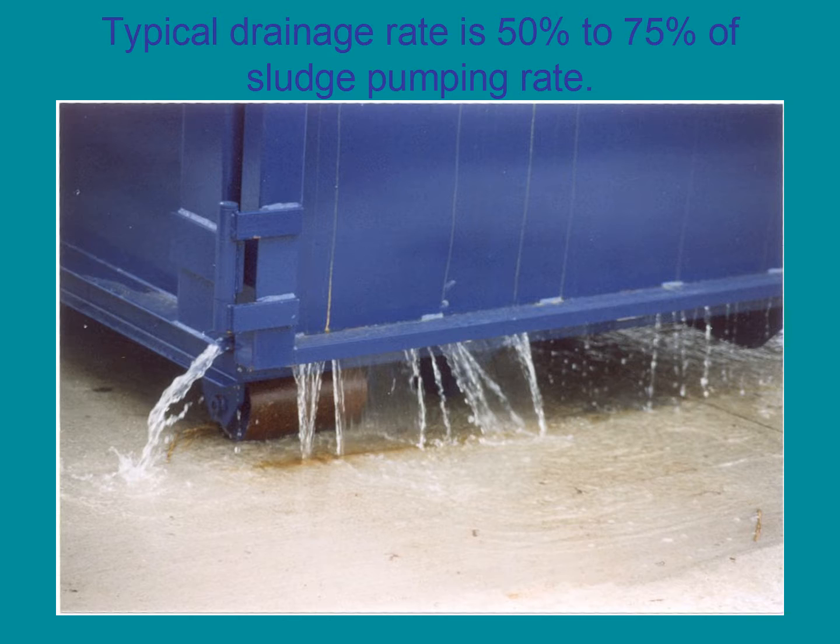Typically, the water drains from the bag at a rate of from 50% to 75% of the pumping rate. That depends on the percent solids of the sludge. The effluent that flows from the bag will be clear, with 99% of the solids retained in the bag.